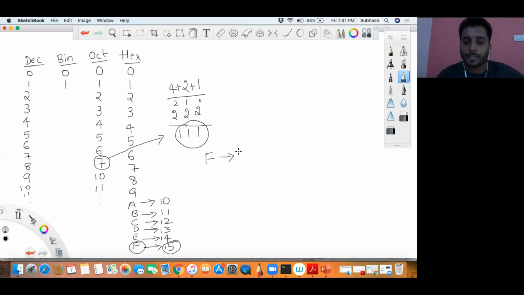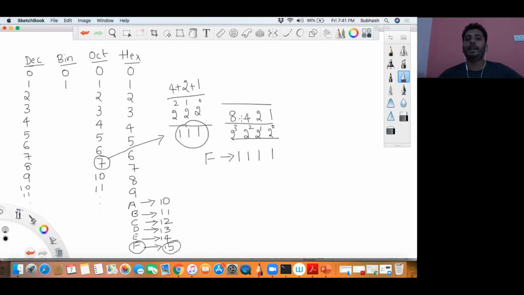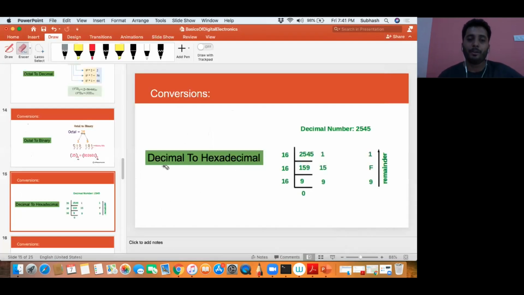So how do I do that? It is 1, 1, 1, 1. So how does this work? It is like this: 2 to the power 0, 2 to the power 1, 2 to the power 2, 2 to the power 3. So 2 power 0 becomes 1, 2 power 1 becomes 2, 2 to the power 2 becomes 4, and 2 to the power 3 becomes 8. If you add 8 plus 4 plus 2 plus 1, this becomes 15. So to represent any hexadecimal digit, the maximum number of bits that we need in binary is 4 bits. Having said this, let me now come back to my slide.